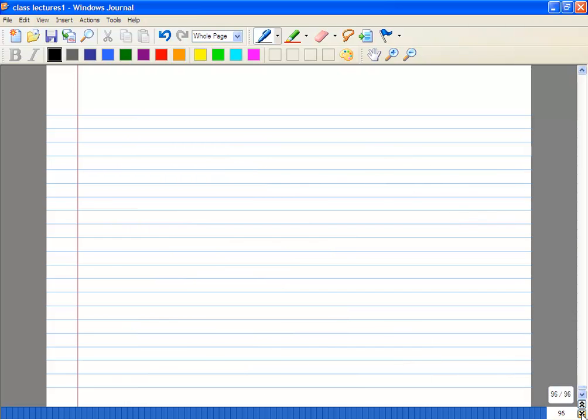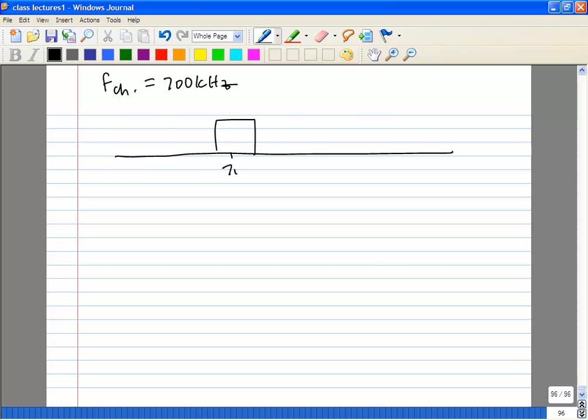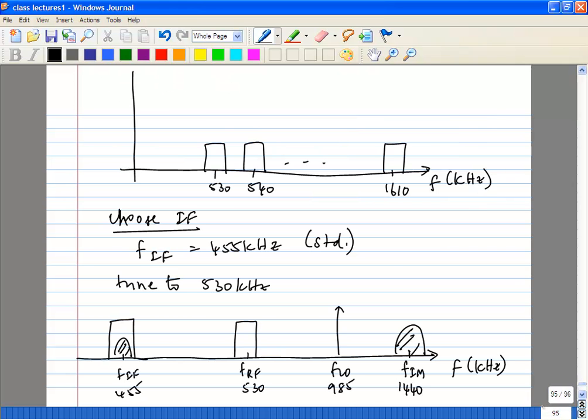Okay. So let's say you want to tune to 700 kilohertz. So your FLO is 1155 kilohertz. So this is your RF, this is your LO, and this is 1610. This is your IM. Okay. So what does that mean? So what is 1610? It so happens that 1610 is the last channel.